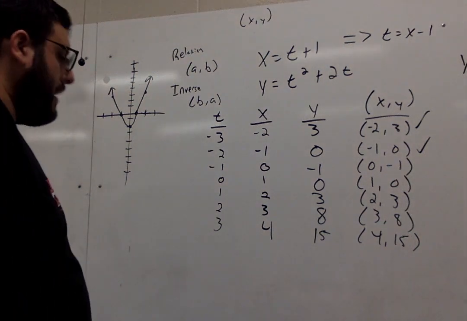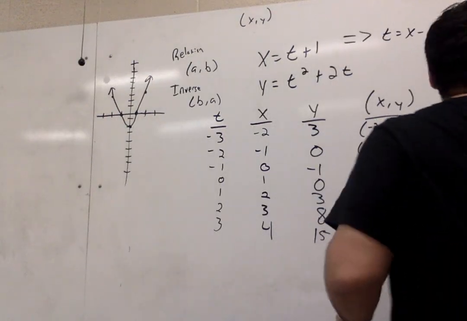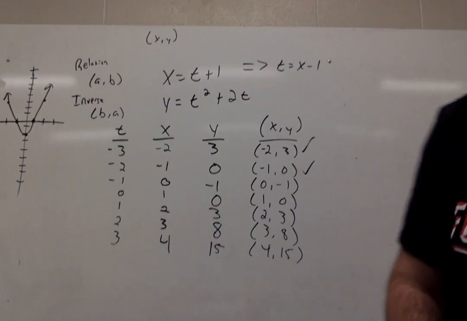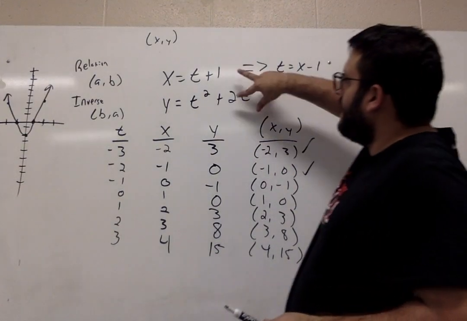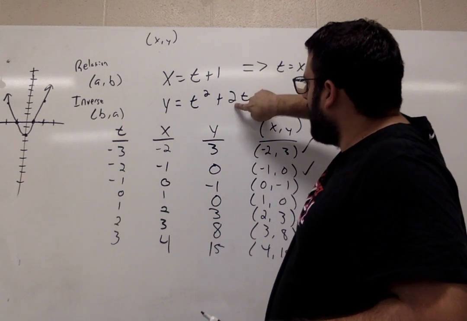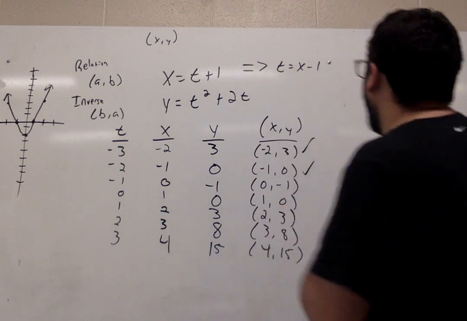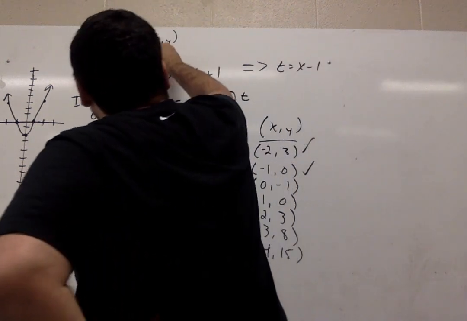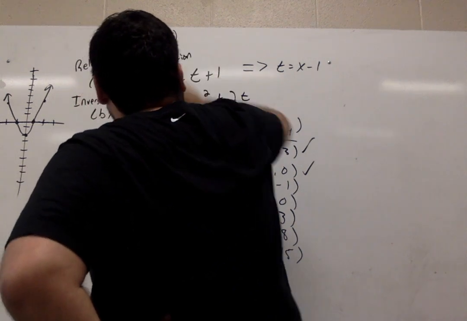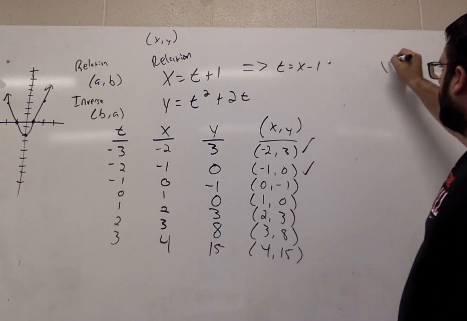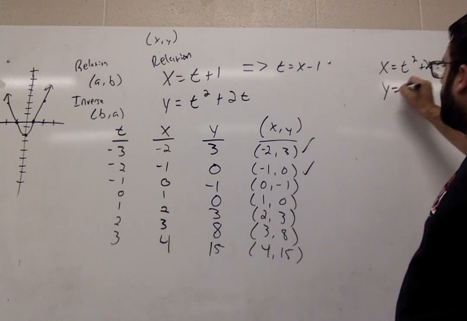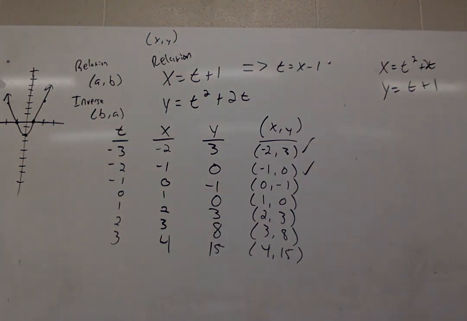Now, let's say I wanted to find the inverse of this relation. All I have to do is switch these around. So this now becomes the x, and this now becomes the y. Let's see that in action here. This is my original relation with the parameter. So this time x will be equal to t squared plus 2t, and y will be equal to t plus 1.